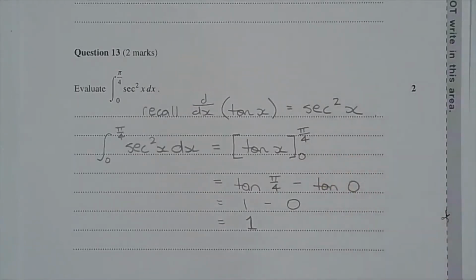So, applying the limits of the integral, that equals tan of pi on 4 minus tan of 0. And tan of pi on 4, of course, is 1. Tan of 0 is 0. 1 minus 0 is equal to 1.